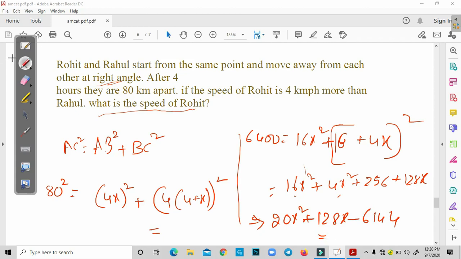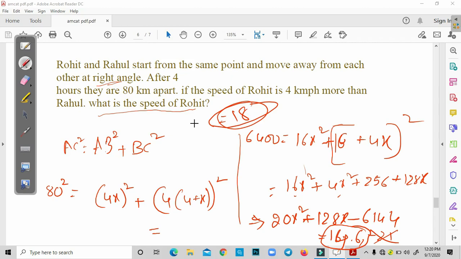Of degree 2, a is 20, 128 and minus 6144. The roots are 14.6 and minus 21. You can neglect the negative one. So this is the speed of Rahul, but we want Rohit, so 14 plus 4, it will be around 18.